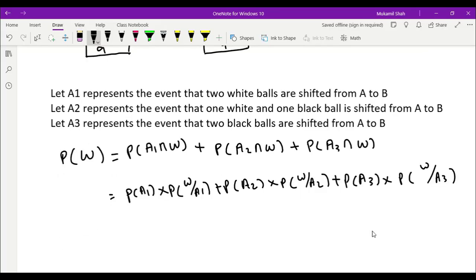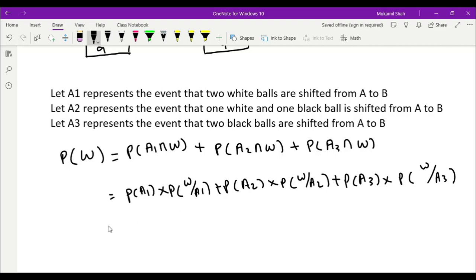So it can further be extended as probability of A1 and probability of white ball given A1. Given A1 is important because in possibility A1, 2 white balls have been shifted, or probability of A2 into probability of white ball given A2. Given A2 is important because in A2 you know that 1 white and 1 black ball has been shifted, and probability of A3 into probability of white ball given A3. Given A3 is again a condition, and it is important to mention because in possibility A3, 2 black balls have been shifted from A to B.